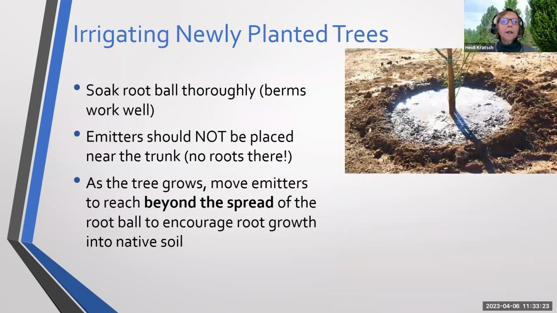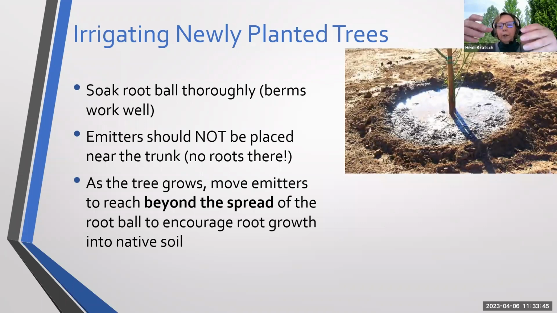So we can start now by talking about irrigating newly planted trees. It's really important, actually, to irrigate new trees properly. It's critical to their root development and ultimately to the tree's longevity. So you want to do it right. You want to start with a method that soaks the entire root ball. We use berms a lot.